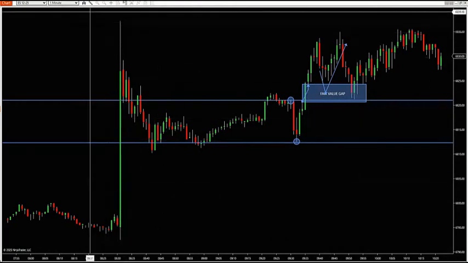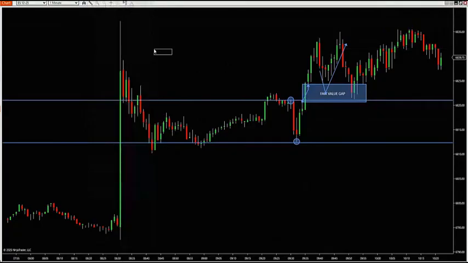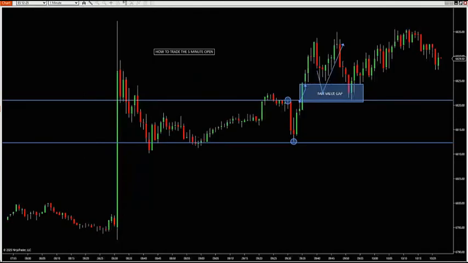Okay, guys, let's see how we trade the opening range on the S&P and incorporating the fair value gap with it, because it works really, really well with our software. So this video is going to be how to trade the 5-minute opening range on the ES with a fair value gap entry.